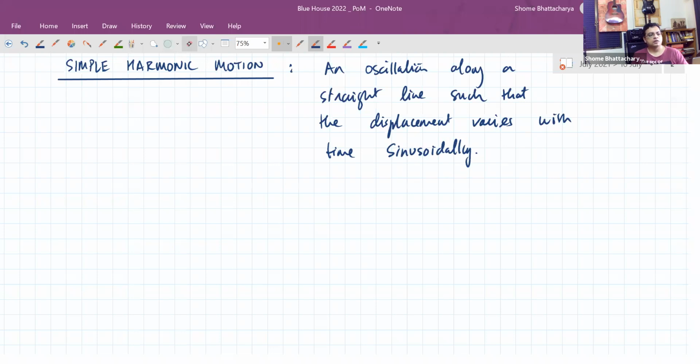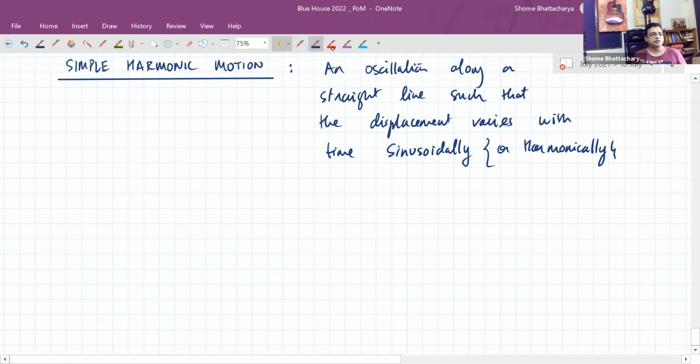Now, in context of variation with time sinusoidally, the term harmonic means the same. So we say it varies sinusoidally or harmonically. A harmonic variation with time is nothing but a sine function or a sinusoidal variation with time. So actually in this term, simple stands for 1D because that's the simplest type of motion, and harmonic stands for the fact that it is sinusoidal.